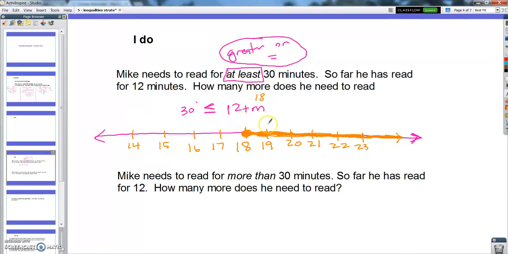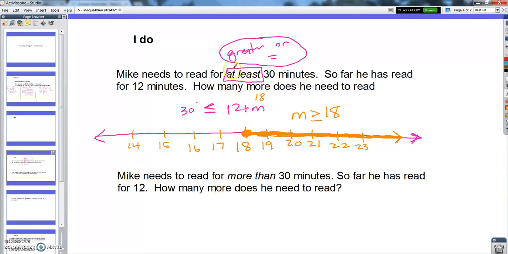I say anything I've shaded orange is okay. Basically, M can be any value that is greater than or equal to 18 minutes. I've shaded in 18 that's equal, and I've shaded in everything that's greater than 18. And so it works just like an equation, except I don't just have 18 like I did before. I can have like a whole lot of stuff related to it. Let me do another one.